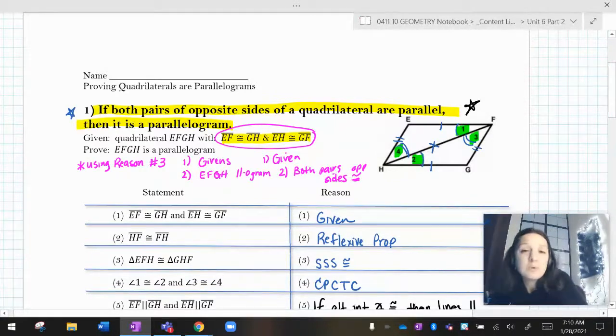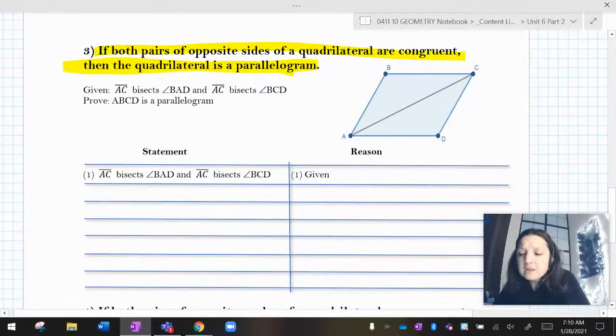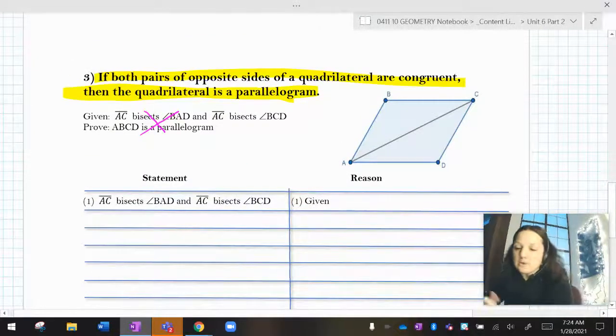You didn't need to do everything that I did. Now, I did it on purpose because I wanted to show you that if you can get both pairs of opposite sides parallel, it's also a parallelogram. But now that we have this third way, if I can get that both pairs of opposite sides are congruent, then it's a parallelogram too. So if both pairs of opposite sides of a quadrilateral are congruent, then the quadrilateral is a parallelogram.